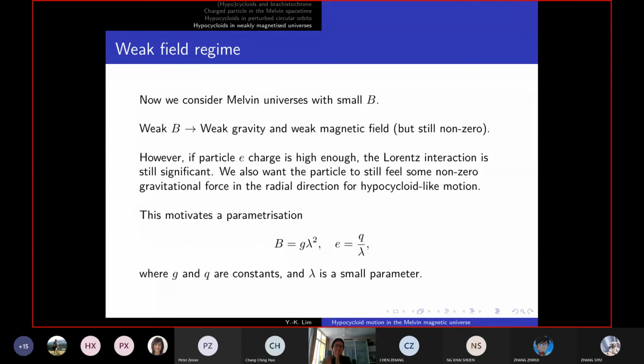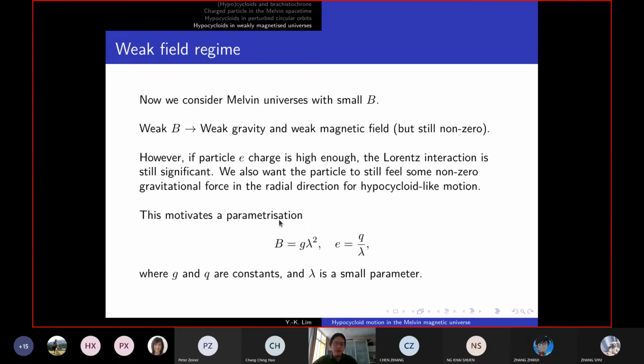The hypocycloid motion, the interesting part, comes from the interaction between the electric charge and the magnetic field. It will give you a velocity dependent force. So I want to weaken my magnetic field, but I still want the force there. In order to satisfy both conditions, if I turn down the field, I need to increase the charge at the same time, so I can still have the relevant situation that I want.